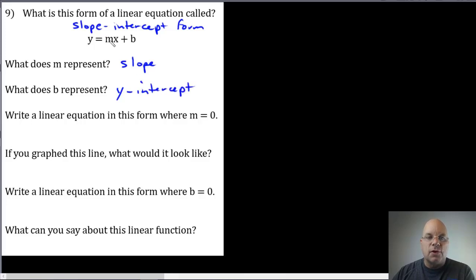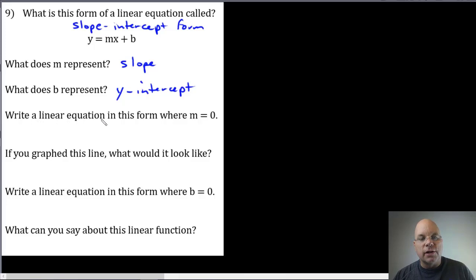If you want the y-intercept, you want the point at which x is 0, because you're not right or left at all, you're on the y-axis. And so if I substitute 0 for x in this equation, the variable term goes away, and that just leaves me with the y-intercept b.